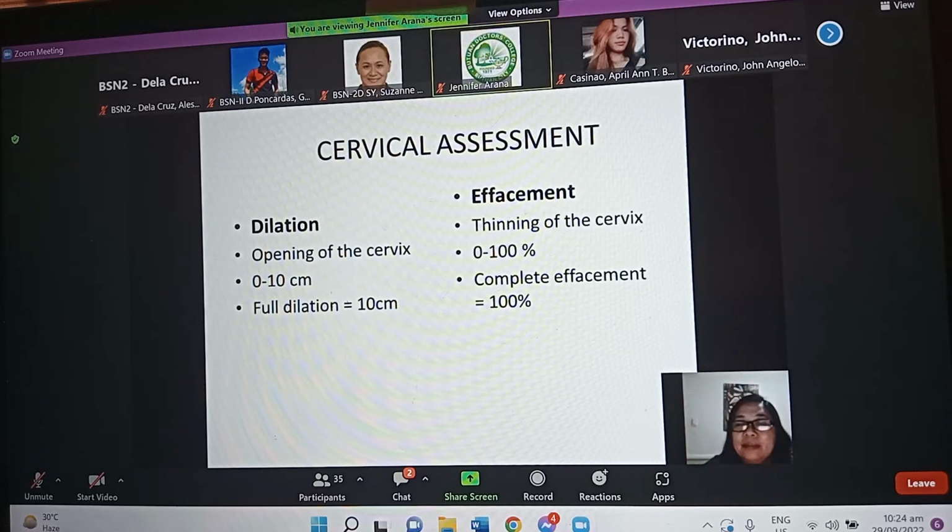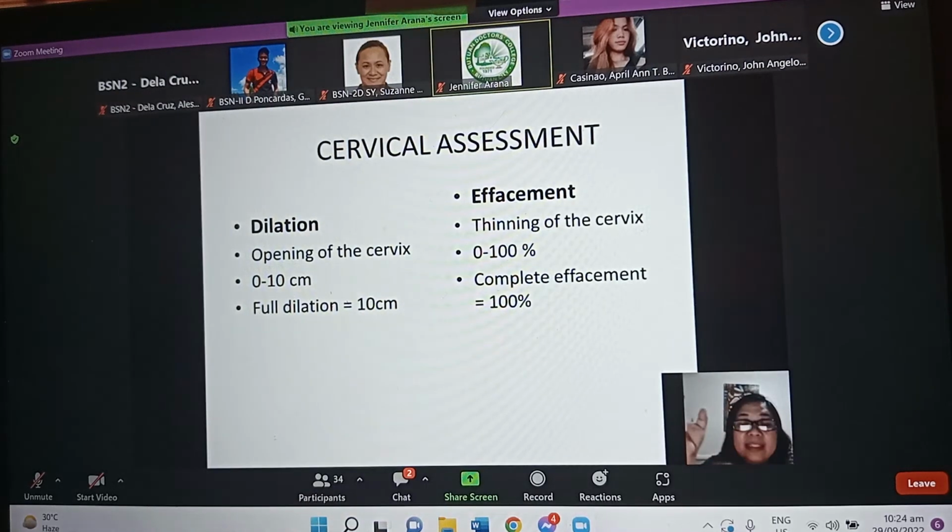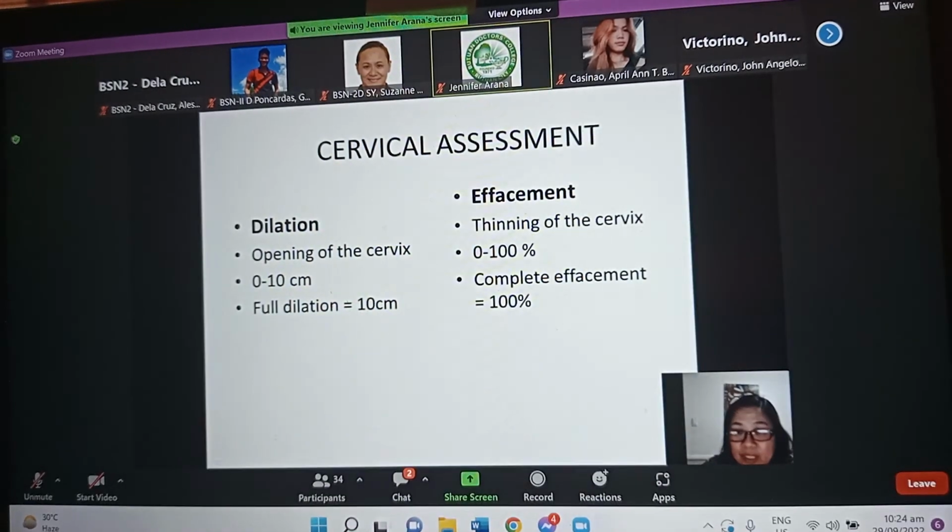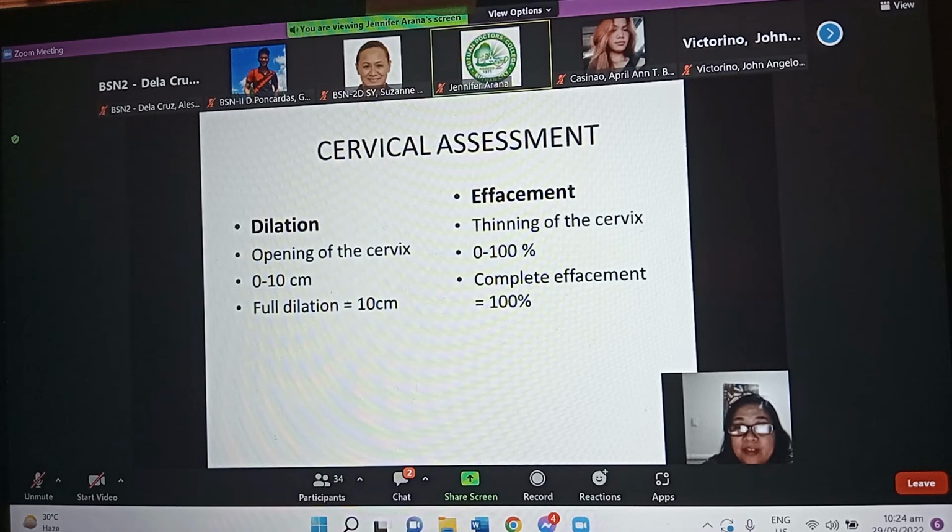So, as the cervix dilates, it thins, and its surface becomes very thin, so passage is much easier. It facilitates now the passage of the fetus or the presenting part of the fetus. Again, dilation is the opening of the cervix. Full dilation is at 10 centimeters. Effacement is the thinning of the cervix. Complete effacement is 100%.